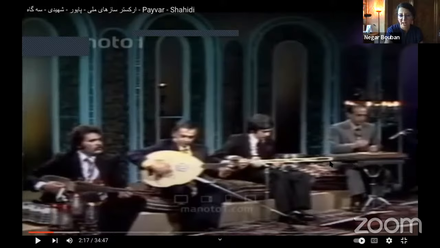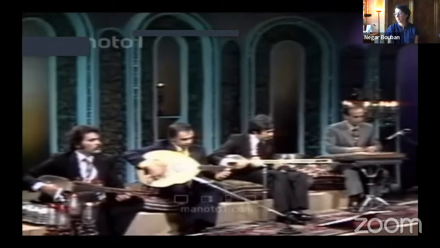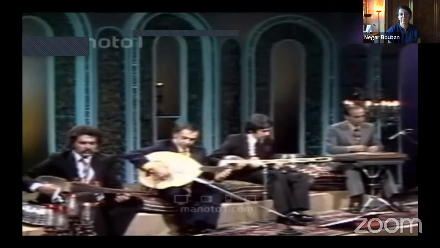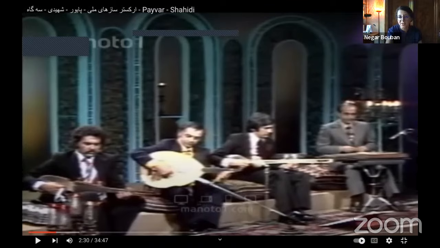And by the way, they are playing a zarbi for the beginning of the program. Later it will go to avazis, but I won't play that part now. On this side of the ensemble, you see santur, you see tar, oud, and rubab. We can come back to them in next sessions, what instruments they are and what are the qualities they produce. You will see the other side of the ensemble soon.